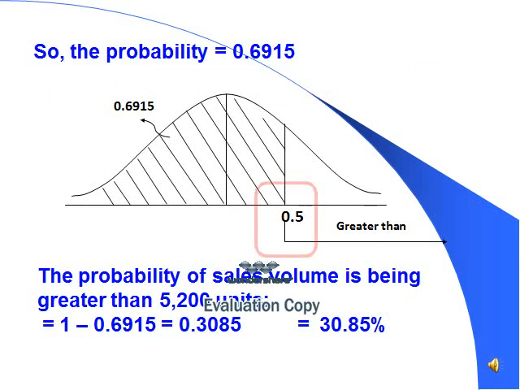Z here is positive. That means it will be on the right side, and the probability will be the area on the left side. The question is about the probability of sales volume being greater than 5,200 units. This area will be 1 minus the area on the left side, 0.6915, which equals 0.3085, equal to 30.85%.